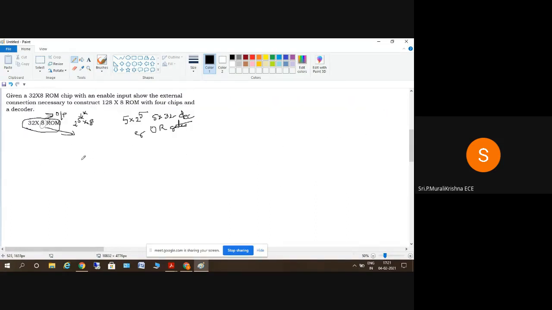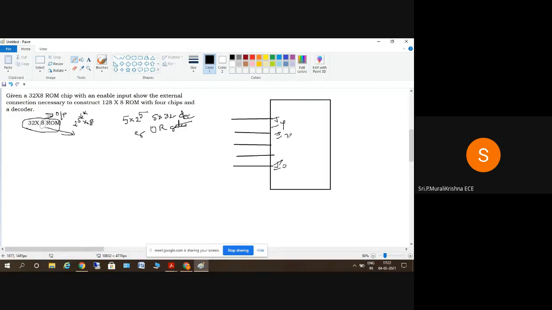Yes, sir. Okay, so for one single 32 into 8 ROM, we need a 5 into 32 decoder and 8 OR gates, and the construction will be like this. You know the construction, right? There are 5 inputs here: 1, 2, 3, 4, and 5. The inputs I'll name I0 to I4: I0, I1, I2, I3, and I4. So these are the 5 inputs.